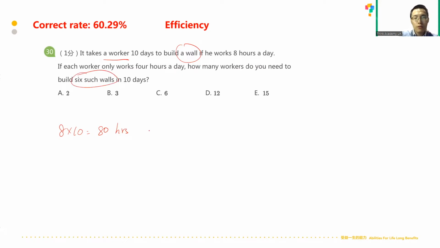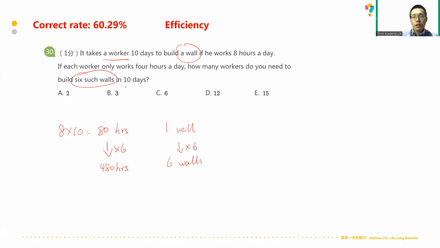So we're building 6 walls. And this is 80 hours for one wall. If we're building 6 walls, we have to multiply by 6. Then we have to multiply with the hours we need as well. So times 6, which is 480 hours. So to build 6 walls, we need a total workload of 480 hours.